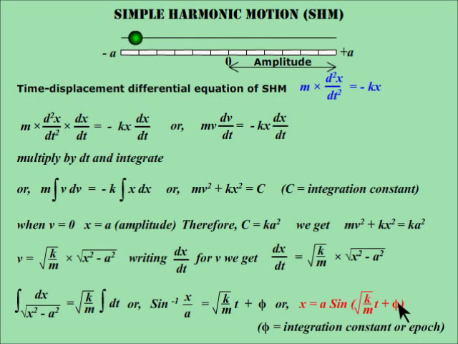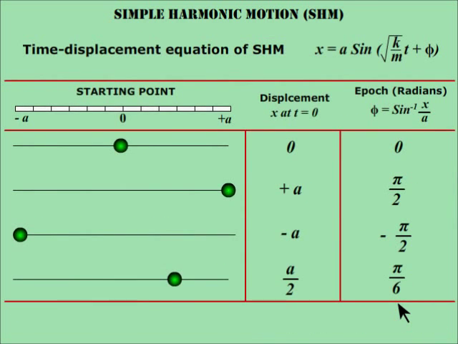This is called epoch. Now what is epoch? It is not necessary that we start SHM from the mean position, that is x equal to 0 when t equal to 0. However, if we start the SHM from mean position, then epoch phi equal to 0. If we start the SHM from a position other than the mean position, then the epoch phi has these values.